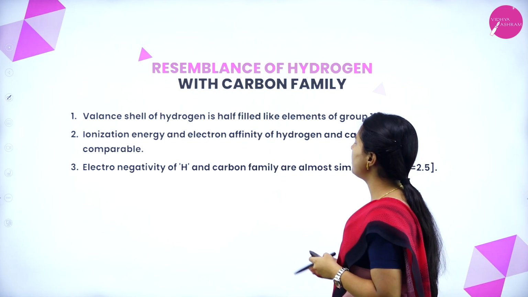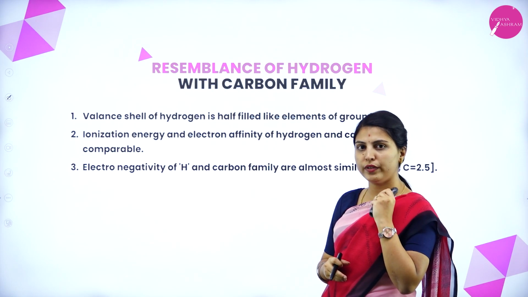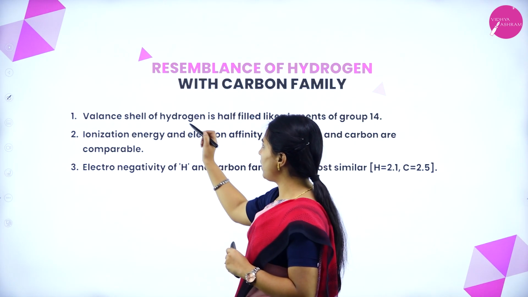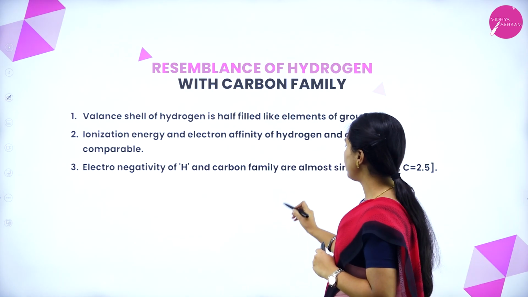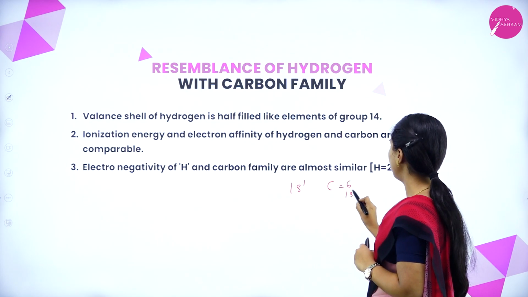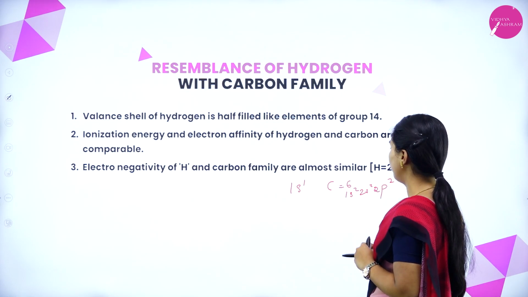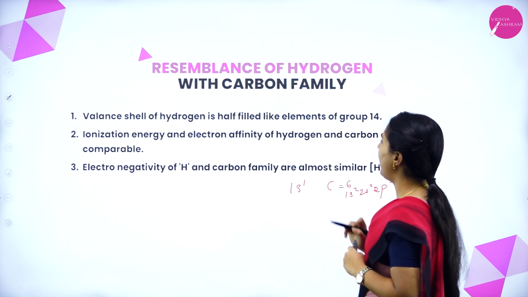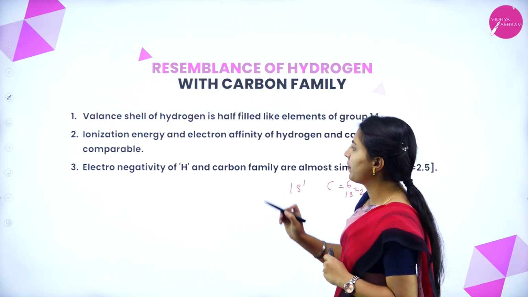Next one, resemblance of hydrogen with the carbon family. There is a resemblance of hydrogen with the carbon family also. We'll see. The valence shell of hydrogen is half filled like elements of group 14. Its valence shell is 1s1, right? That's why. Carbon 6 is 1s2, 2s2, 2p2.